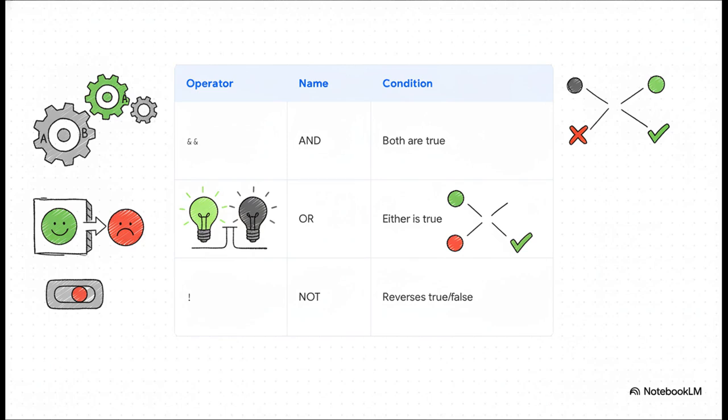To really master this, you have to understand the truth tables for logical operators. First, the double ampersand, that is the AND operator. An AND expression only evaluates to true if and only if both the left side and the right side of the expression are true. Next, the double pipe, that's the OR operator. An OR expression evaluates to true if either the left side, the right side, or both sides are true. It only ever fails if both sides are completely false. And finally, the exclamation mark is the NOT operator. It's simple. It just reverses the truth. If a condition is true, placing a NOT in front of it makes it false.